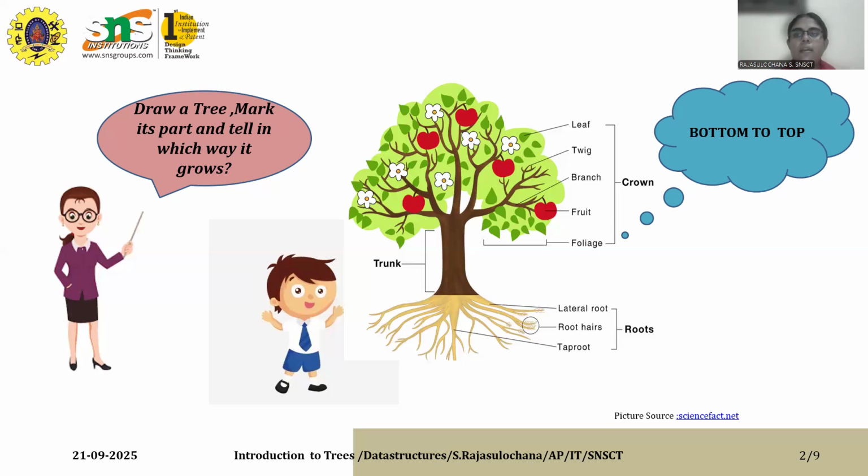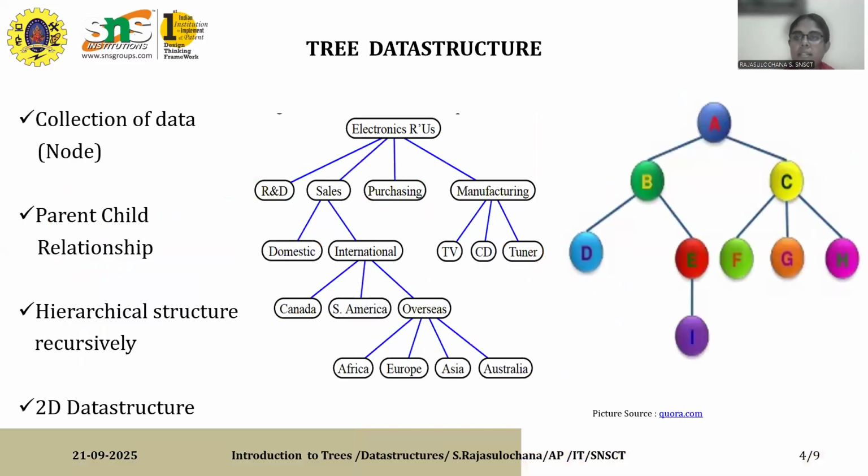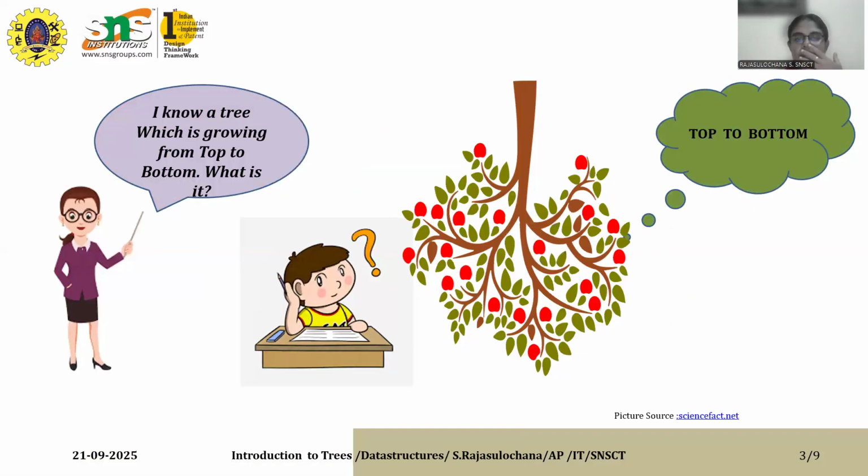Now, imagine this tree in an upside down format as shown here. Imagine that the tree is growing from top to bottom. This is how it will look, right? Now the root comes to the top, followed by the trunk and the branches. At the end of each branch, what do we have? We have leaves. Each branch has leaves at its end. So this is the general representation of a tree data structure.